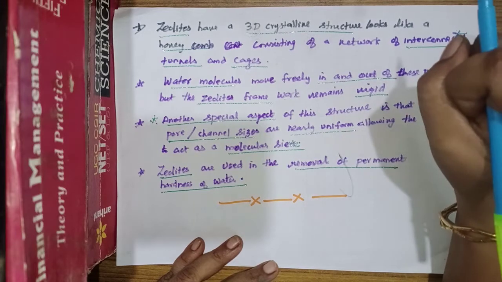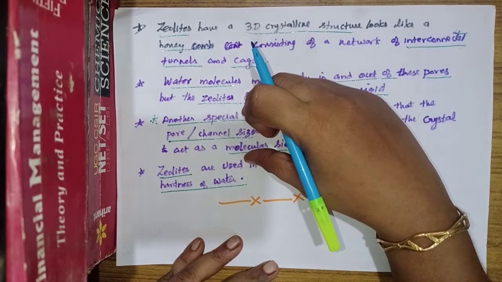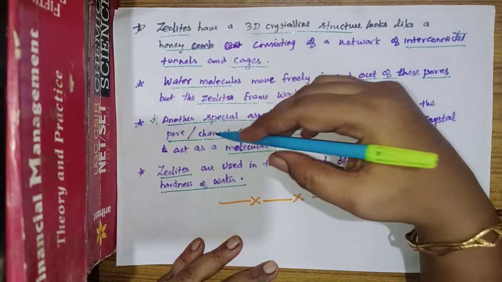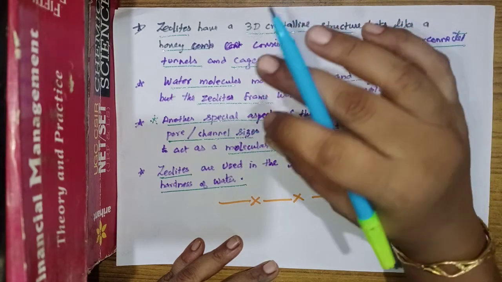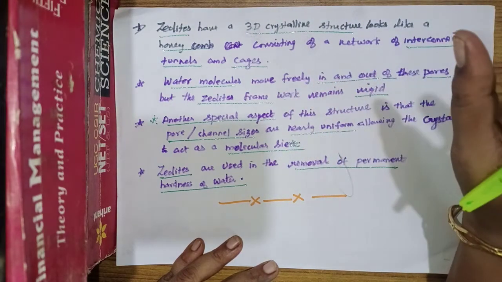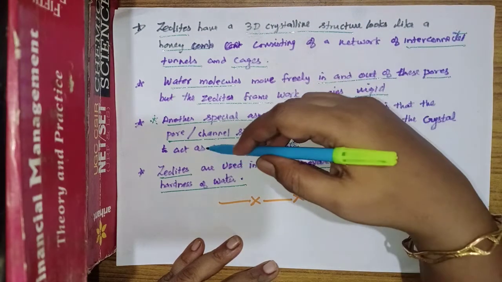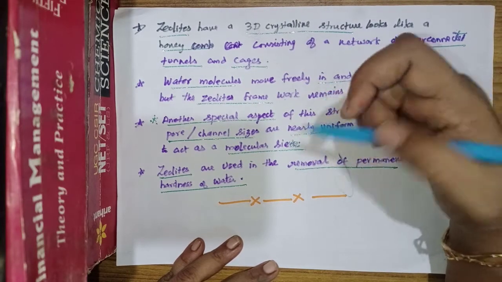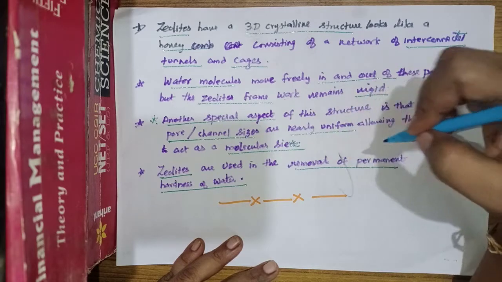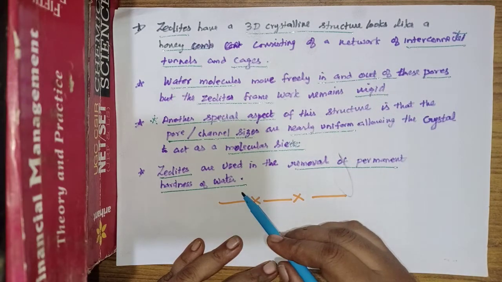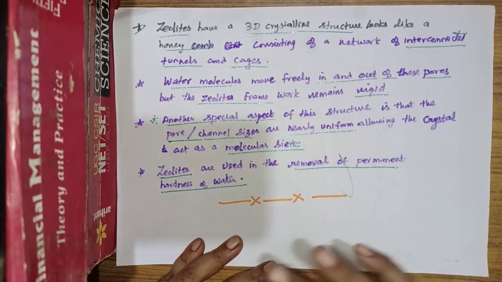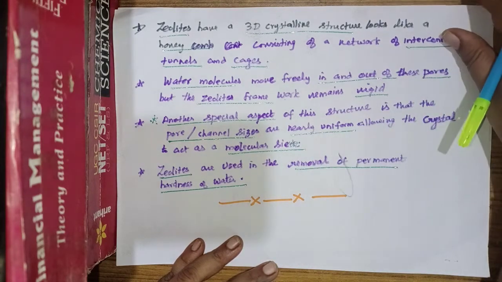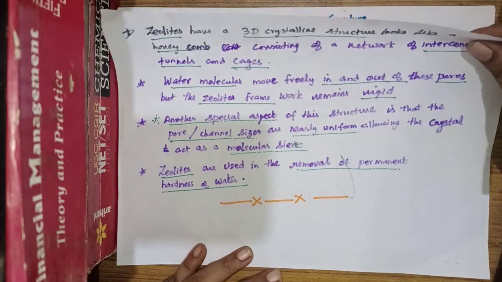It's a rigid structure. A very important aspect of the zeolite structure is that the pore or channel sizes are uniform, allowing the crystal to act as a molecular sieve. Zeolites are used in the removal of permanent hardness of water. It removes the hardness of water permanently, removing all the salts. After this lesson is finished, we'll go through this also.